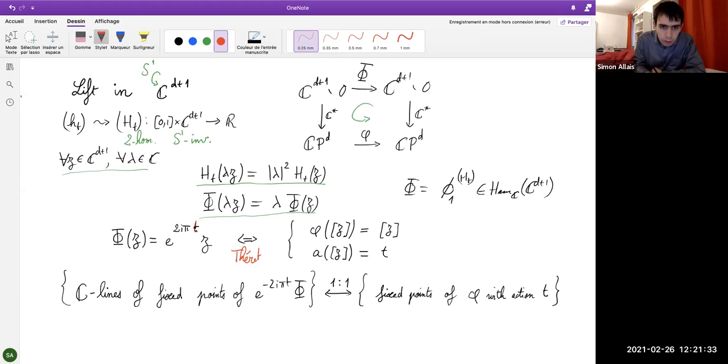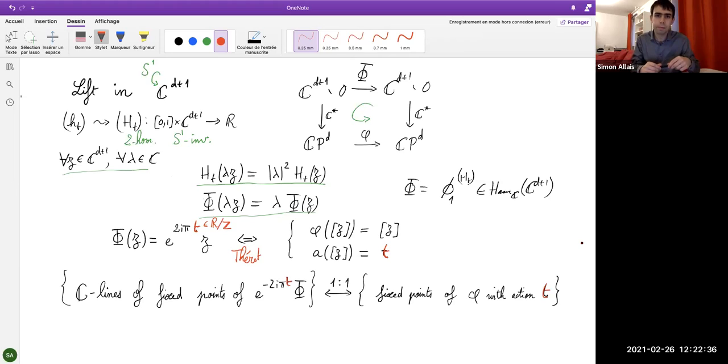In fact, this T there, which can be seen as a real number up to integers, is the action of the associated fixed point of small phi. So this is very, very striking, and hence C lines of fixed points of exponential minus 2iπt times capital phi are in one-to-one correspondence with fixed points of phi with action T, with the same T here and there. Okay, so this is the fundamental remark.